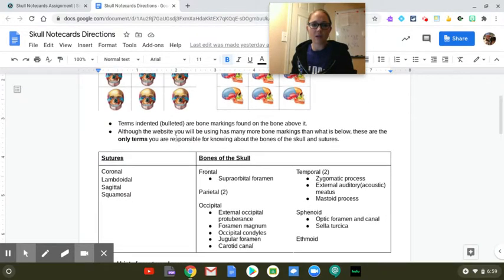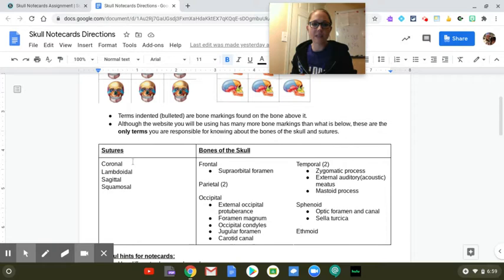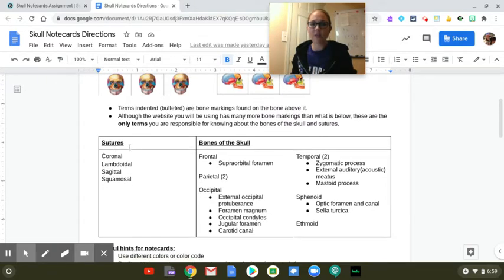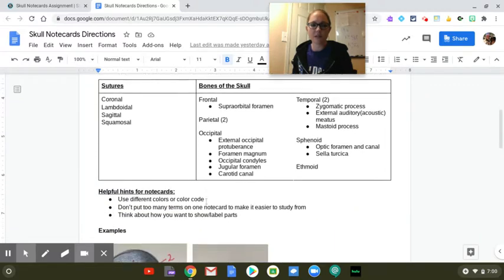And so on these note cards, you will identify the suture lines. I would use the side view most of the time for your suture lines. And then for the bones of the skull, you are going to use a combination depending on which one is better. So make sure you are paying attention to that. You're going to identify 1, 2, 3, 4, 5, 6 bones. And then you can see the different bone markings that you are going to identify within each of those bones. And so here are some hints for the note cards.